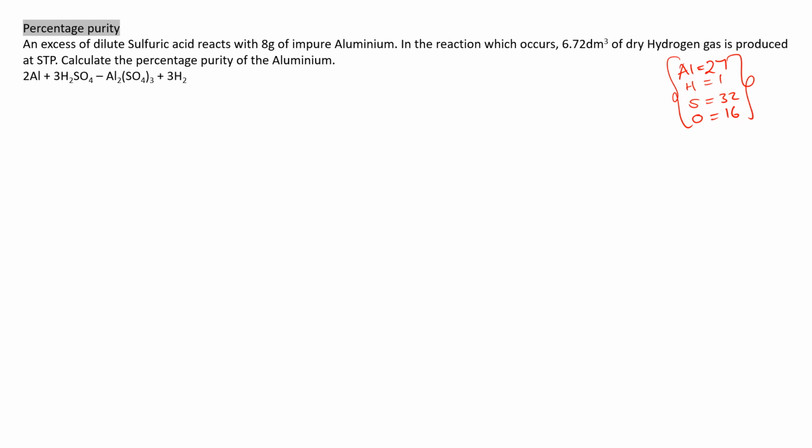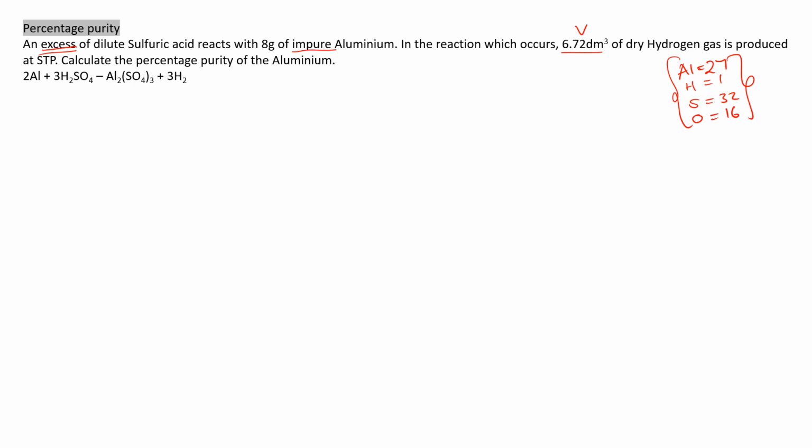So, they say that an excess of dilute sulfuric acid, keep in mind that your dilute sulfuric acid is in excess, reacts with 8 grams of impure aluminium. And they say that in the reaction which occurs, 6.72 cubic decimeters of dry hydrogen gas is produced. So you have the volume of one of the products, which is hydrogen, produced at standard temperature and pressure. And they ask you to calculate the percentage purity of the aluminium.